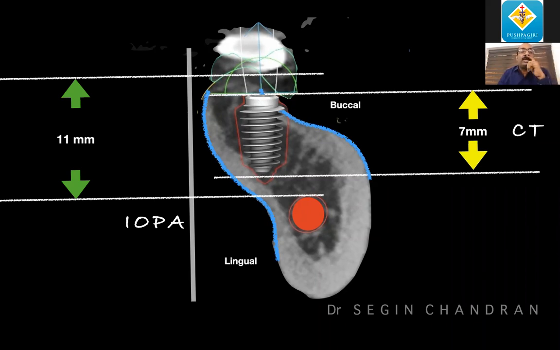So either you will end up placing the implant more into the prosthetic space and more towards the oral side, and you will not be able to go in depth, or otherwise you will perforate the lingual cortex and create bleeding from that side.